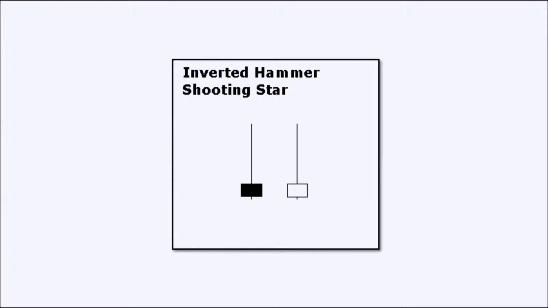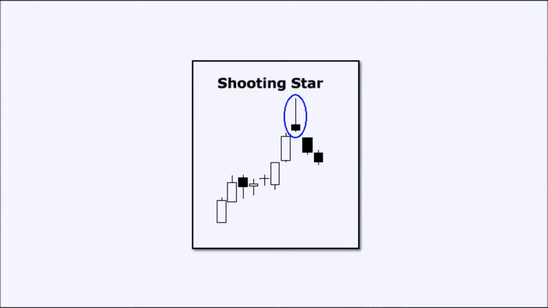Now, the third most common single candle reversal signal out there is an inverted hammer, or more commonly called a shooting star. And shooting stars are really good reversal signals after a long uptrend. Whenever you see a shooting star like this, all by itself above all the other candles, take notice, because a reversal is quite possible.